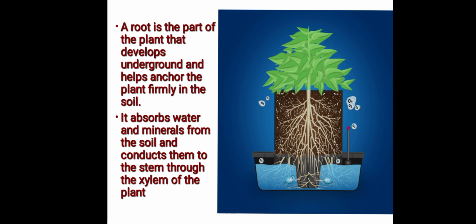We have also learned about the root. A root is a part of a plant that develops underground and helps to anchor the plant firmly in the soil. Its main function is to absorb water and minerals from the soil and conduct them to the stem through the xylem of the plant. So, class, this is what we'll be learning for today.